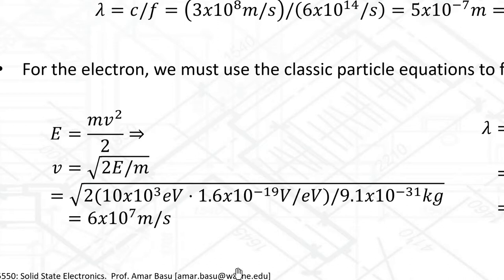Sorry, this is 2e divided by... Oh yeah, the e is given in terms of electron volts. You multiply by 1.6 times 10 to the negative 19 volts per electron volt. Okay, this is for you to be able to do a unit conversion. Correct. Then you divide by the mass here, 9.1 times 10 to the negative 31, and that will give you the meters per second, how fast the electron is moving.